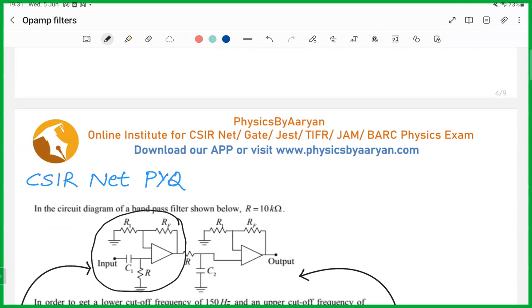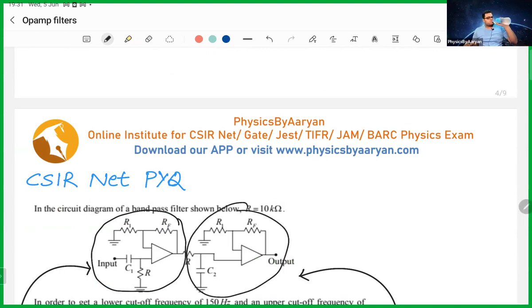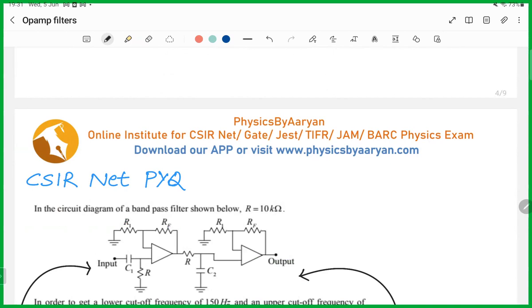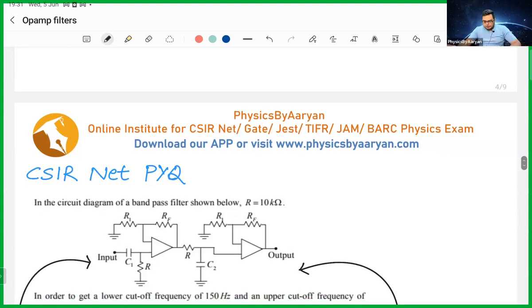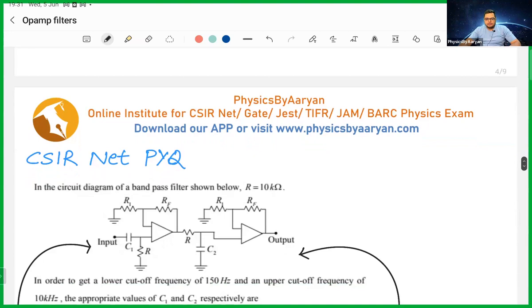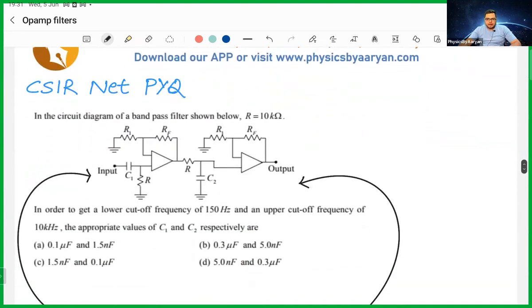High pass. The first one is a high pass, and what about the second one? Low pass. So initially we have a high pass and then we have a low pass. So a very difficult looking circuit, but now it's easy because by looking at it, you know that these are filters. It's a high pass and low pass filter.